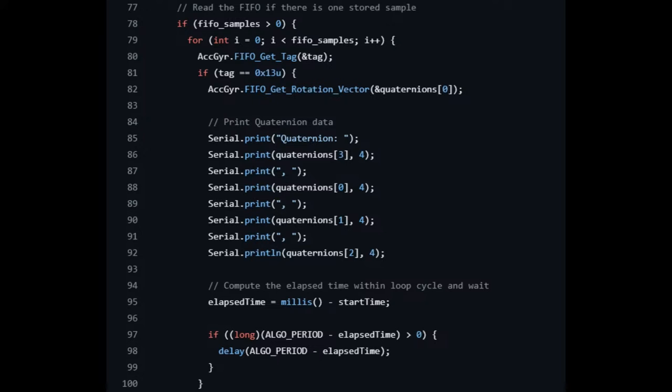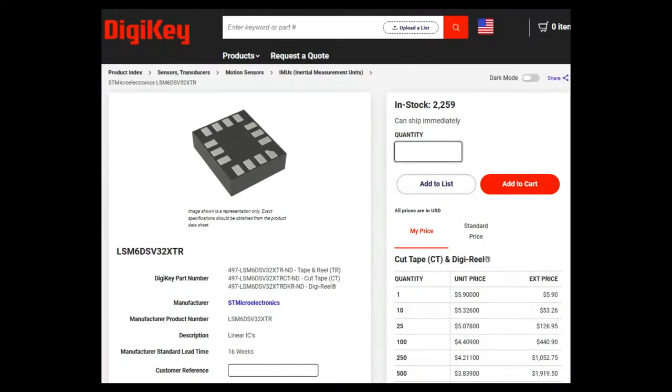This is a nice update available in both 16G and 32G. Both are in stock at DigiKey.